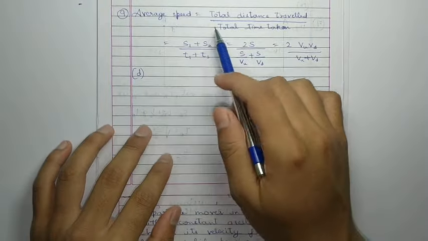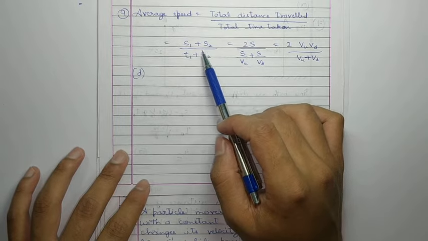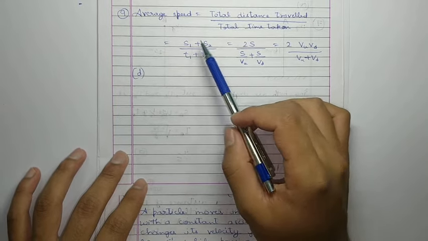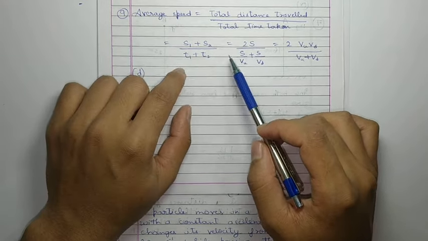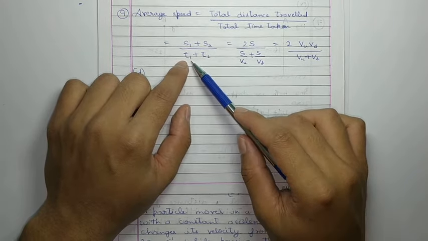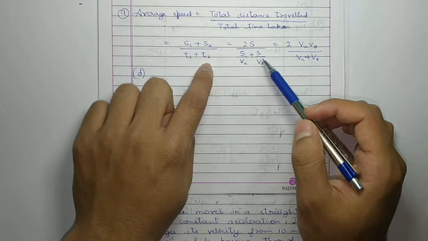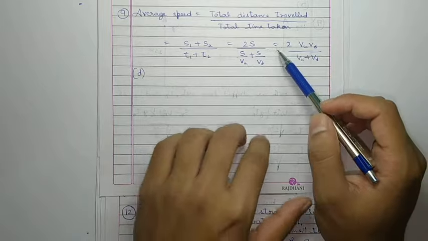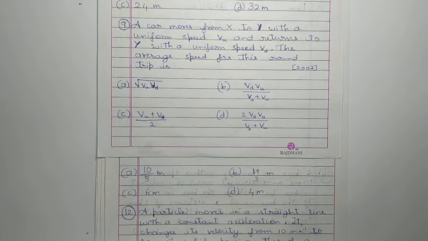We know average speed is equal to total distance traveled divided by total time taken. Total distance is s1 + s2 and total time is t1 + t2. Since the distances are equal, we get 2s as the distance. The time taken for the first distance is s/v_u, and for the second distance is s/v_d. So therefore we get 2 v_u v_d / (v_u + v_d). Ninth one is option D.